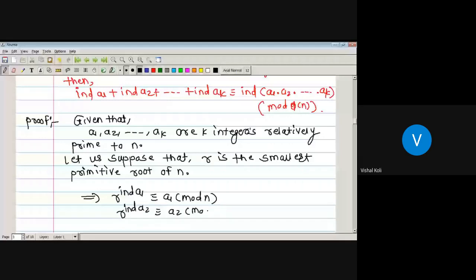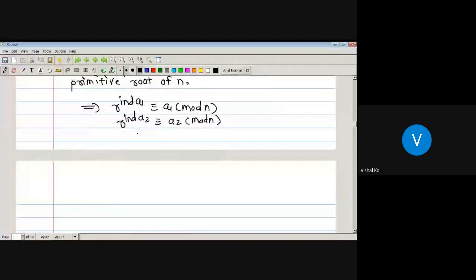R to the power index of AK is congruent to AK modulo N, which is from the definition only. Now here we get R to the power index of A1 is congruent to A1 modulo N, R to the power index of A2 is congruent to A2 modulo N, and up to so on, R to the power index of AK is congruent to AK modulo N.